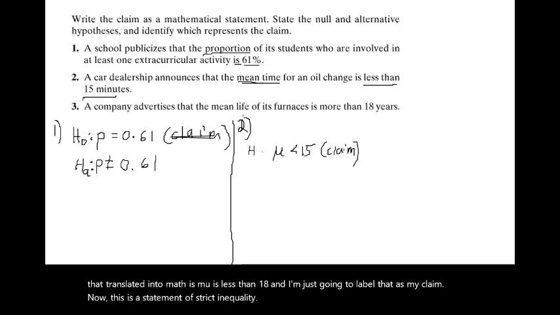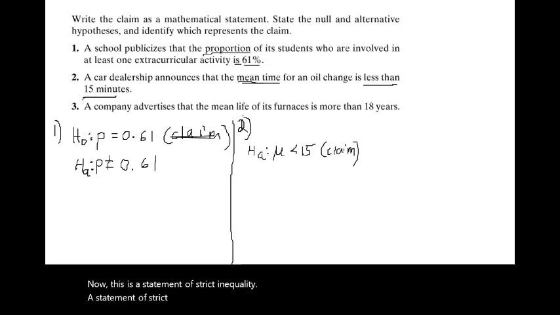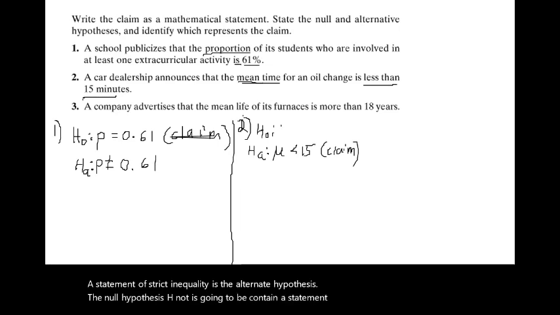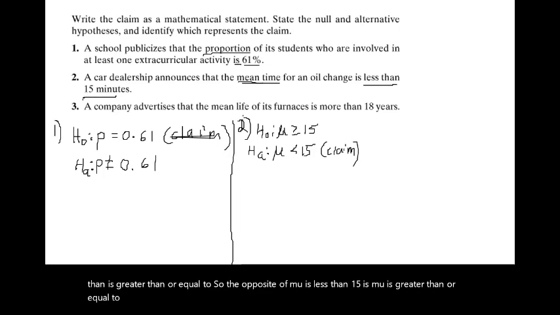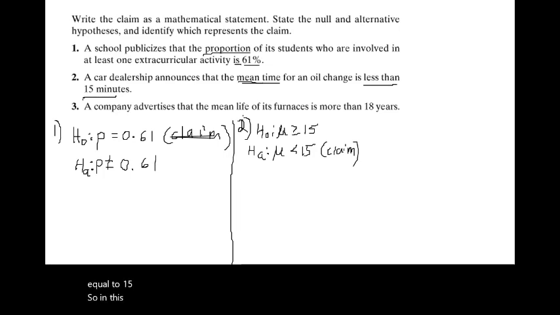A statement of strict inequality is the alternate hypothesis. The null hypothesis, H naught, is going to contain a statement of equality. So the opposite of less than is greater than or equal to. So the opposite of mu is less than 15 is mu is greater than or equal to 15. So in this case, in number 2, the claim was actually the alternate hypothesis.